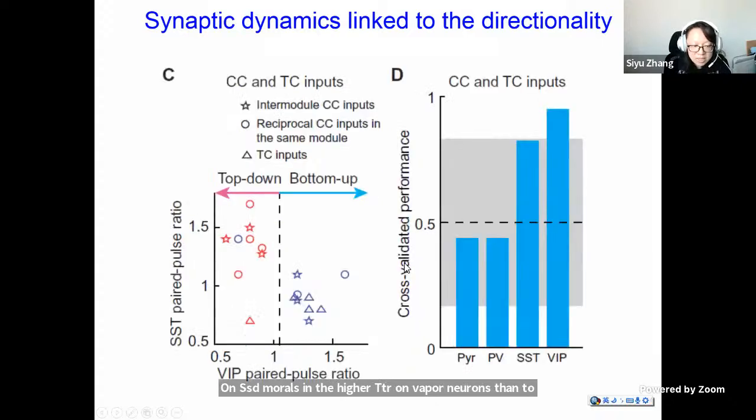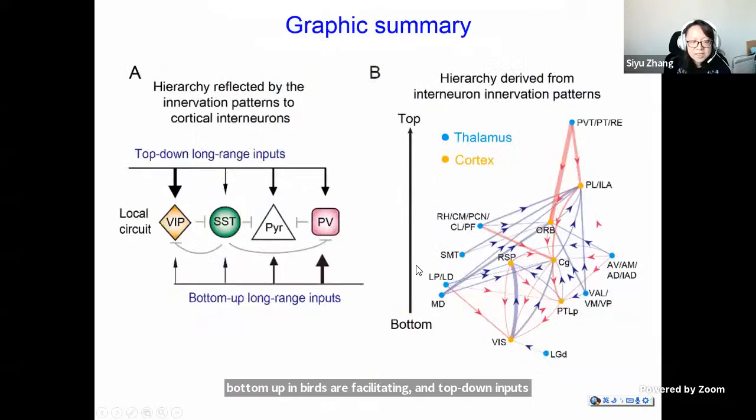Furthermore, we used the synaptic dynamics information of both CC and TC inputs to train the SVM classifier and found that with a single cell type, only the classifier trained with the VIP neuron synaptic dynamics significantly correlated to the directionality. The decision boundary revealed by this classifier is close to 1, the dashed line here, indicating that for both CC and TC inputs, the bottom-up inputs are facilitating and top-down inputs are depressing on VIP neurons. And this is the take-home message.